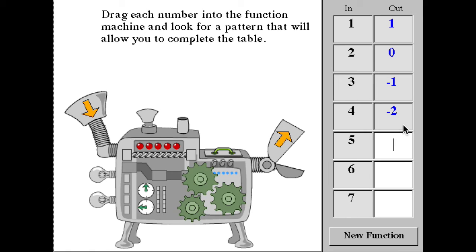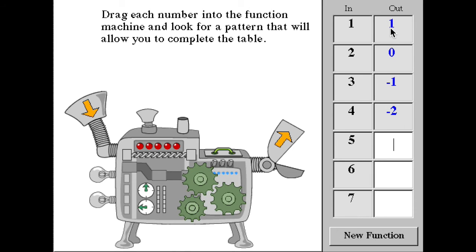But for now, all we need to know is that this idea of a function machine is the same thing as what we're doing with linear equations. The idea of taking a number and inputting it, and then getting a particular output number on the other side. Now, in this case, we might as well complete the pattern.